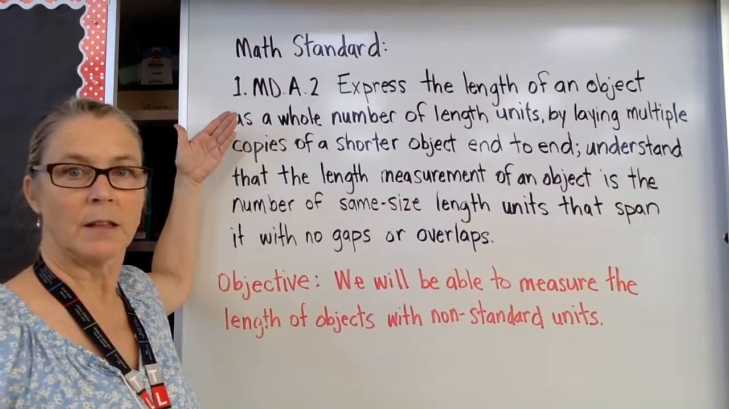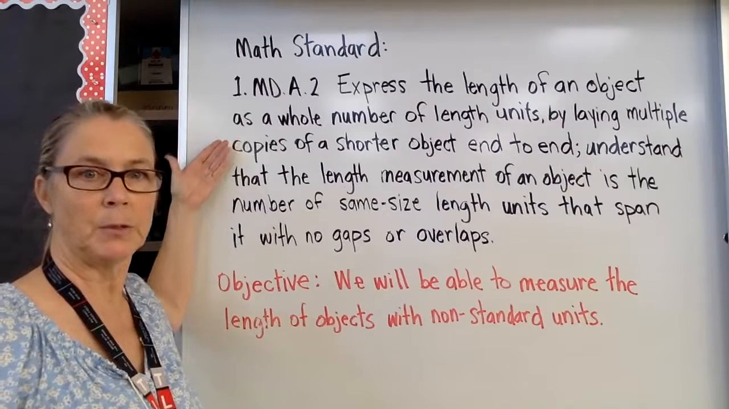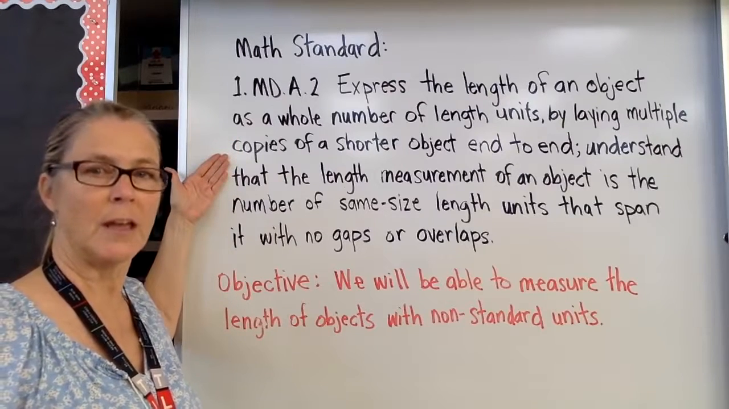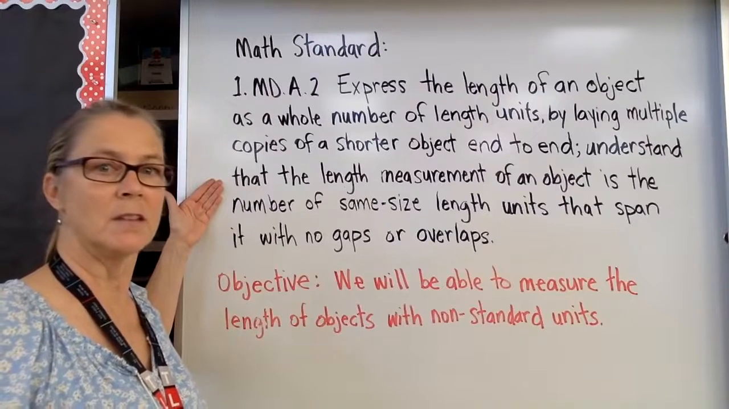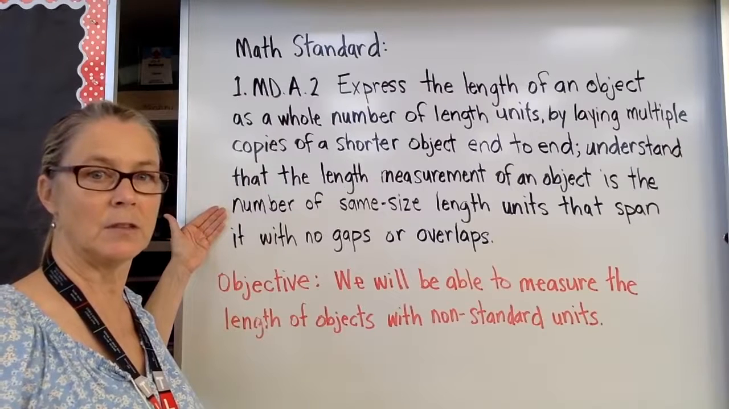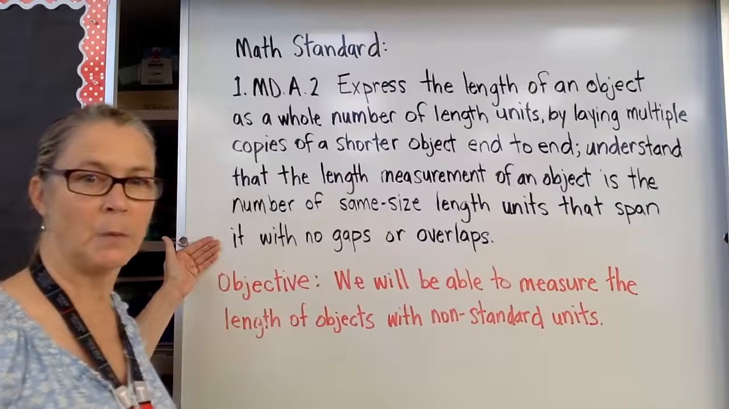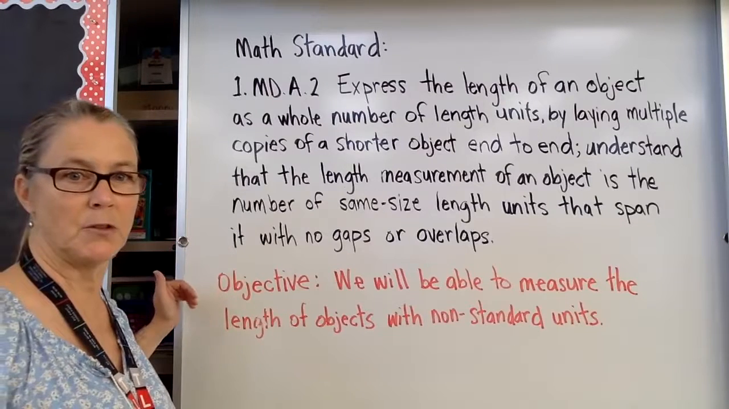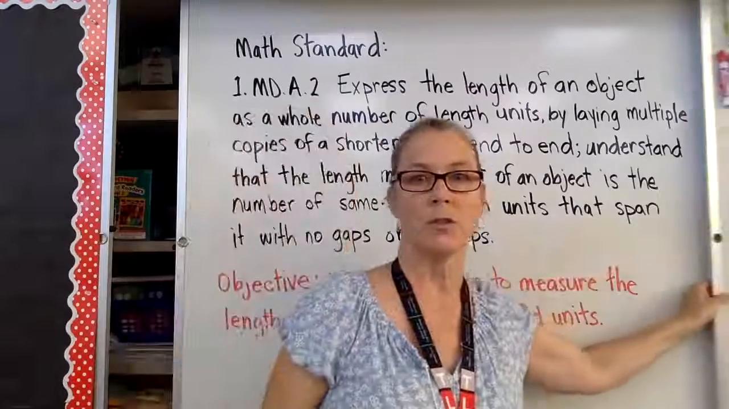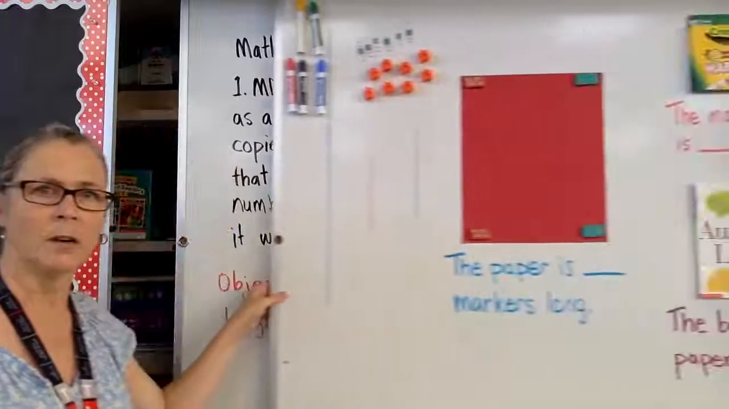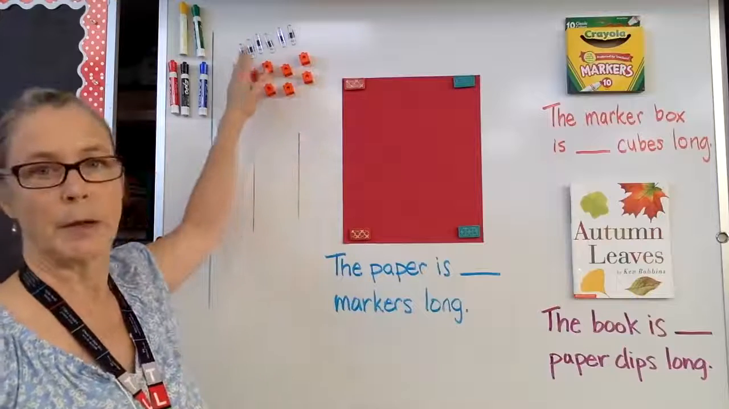We will express the length of an object as a whole number of length units by laying multiple copies of a shorter object end to end. Understand that the length measurement of an object is the number of the same size length units that span it with no gaps or overlaps. And for us, that means we will be able to measure the length of objects with non-standard units. And the non-standard units we're going to use today are markers, cubes, and paper clips.